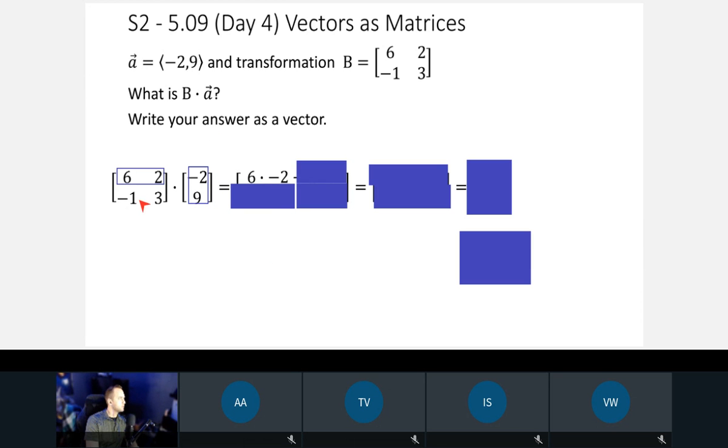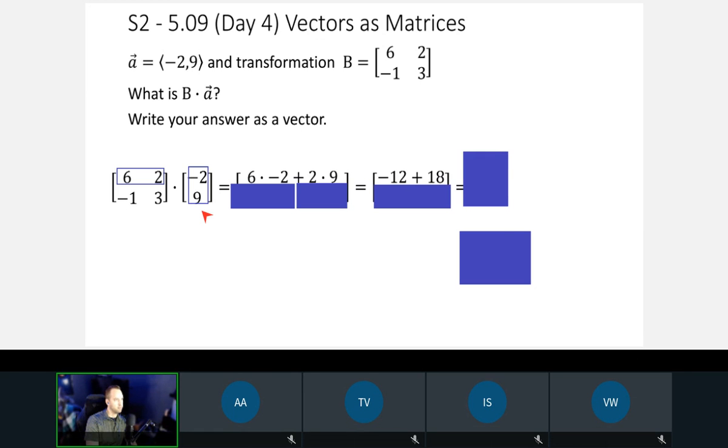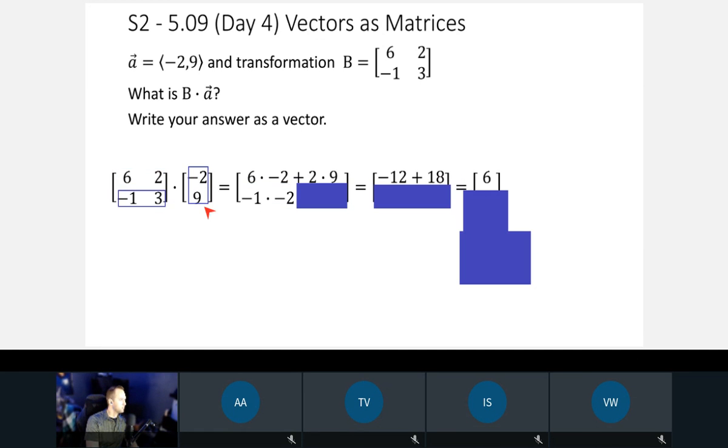And then you would do the same thing for the bottom, so you do -1 times -2, which is just 2, and then 3 times 9, which... Hang on a second. Or -1 times -2 is... Okay, so you got 6 for the top, you said? Okay. And then -1 times -2 is 2, and 3 times 9 is 27, and 27 plus 2 is 29.